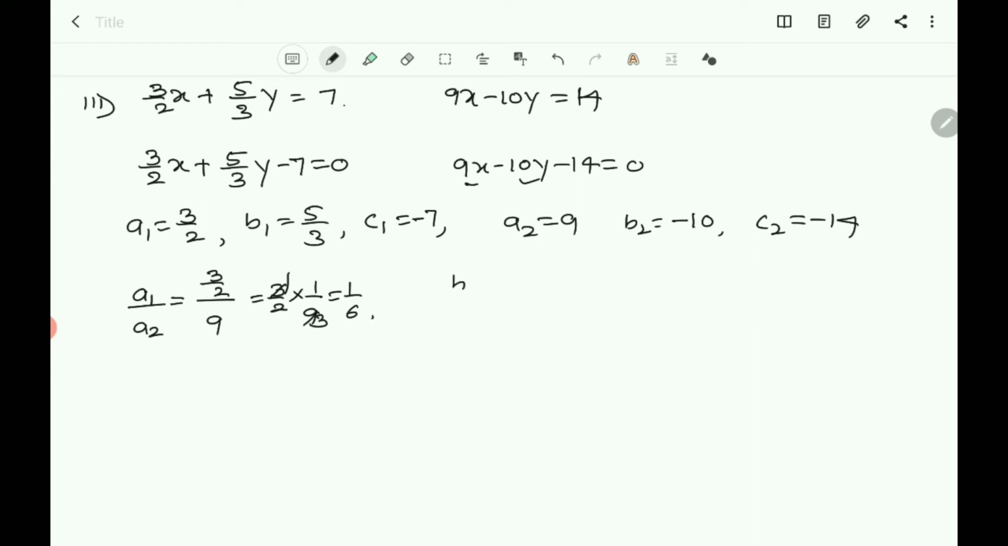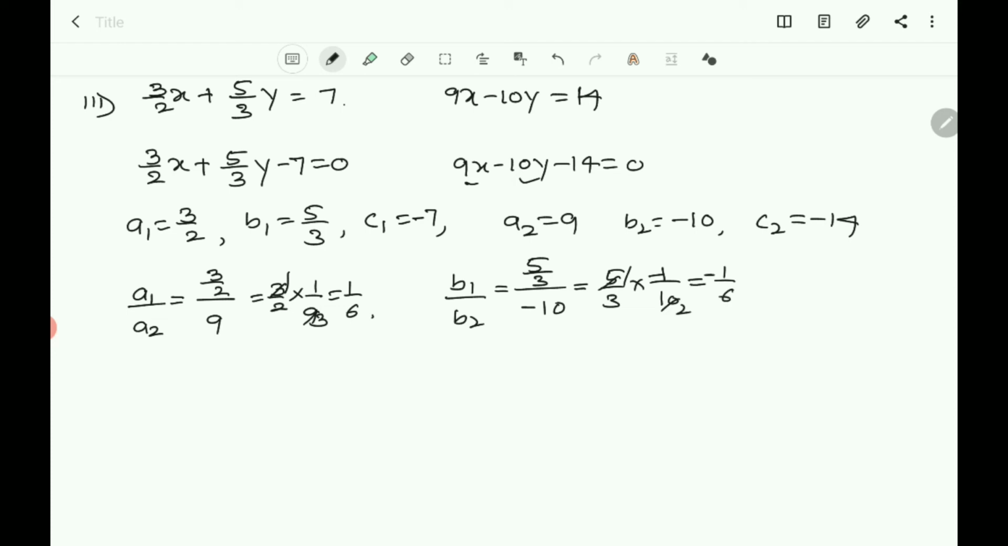Next, b1 by b2. b1 is 5 by 3, b2 is minus 10. So you will get 5 by 3 into 1 by minus 10. 5 ones are 5, twos are, you will get minus 1 by 6 here. Then c1 by c2, that is minus 7 by minus 14, you got 1 by 2.